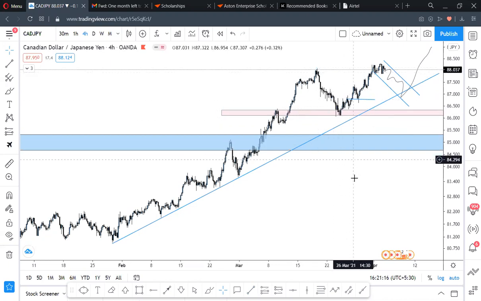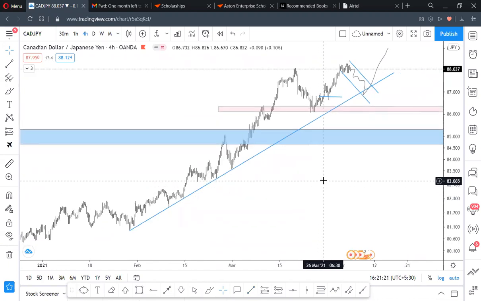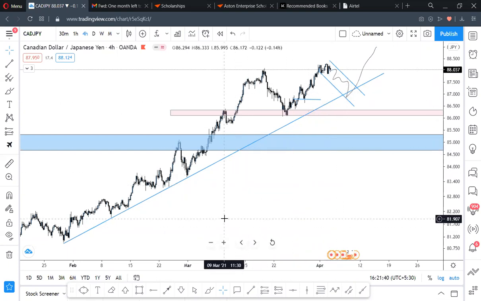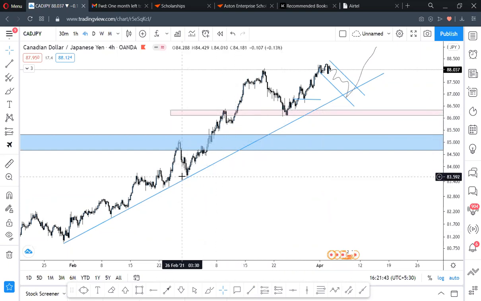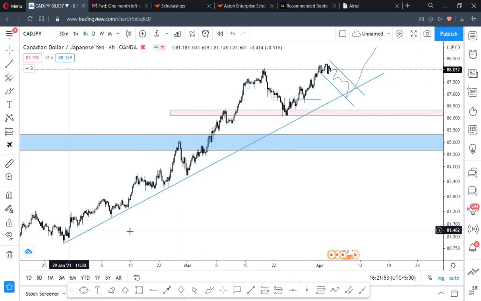Okay, so let's move on. This is what we have on the CAD JPY. The CAD is very strong lately, and the JPY is very weak. So we are bullish over here. But with respect to how we take our entries, we want to expect a pullback. Whenever we are in an uptrend, we want to buy at a lower high. Oh no, a higher low. We want to buy from a higher low, from those regions.